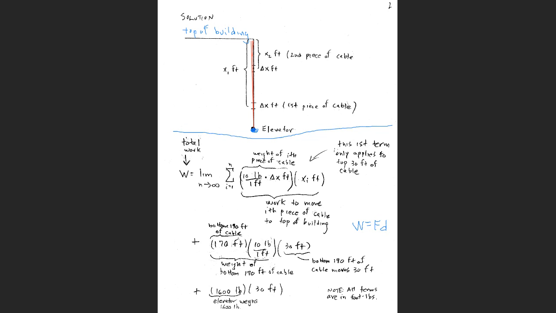The elevator is very simple. The elevator is just like dead weight. And the work needed to move the elevator would be the force, 1,600 pounds. So pounds is a unit of force. The elevator weighs 1,600 pounds. So the work needed to move the elevator 30 feet is just 1,600 pounds times 30 feet. That takes care of the work for the elevator.